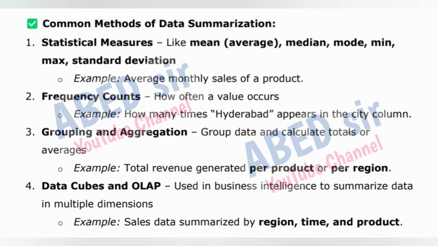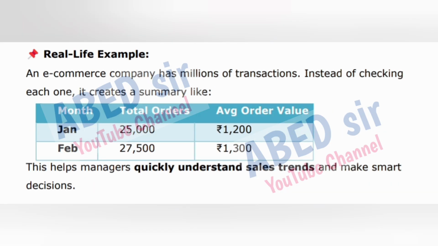4. Data cubes and OLAP, used in business intelligence to summarize data in multiple dimensions. Example: sales data summarized by region, time, and product. Real-life example: an e-commerce company has millions of transactions. Instead of checking each one, it creates a summary like: month, total orders, average order value. Jan 25,000, 1,200 rupees. Feb 27,500, 1,300 rupees. This helps managers quickly understand sales trends and make smart decisions.